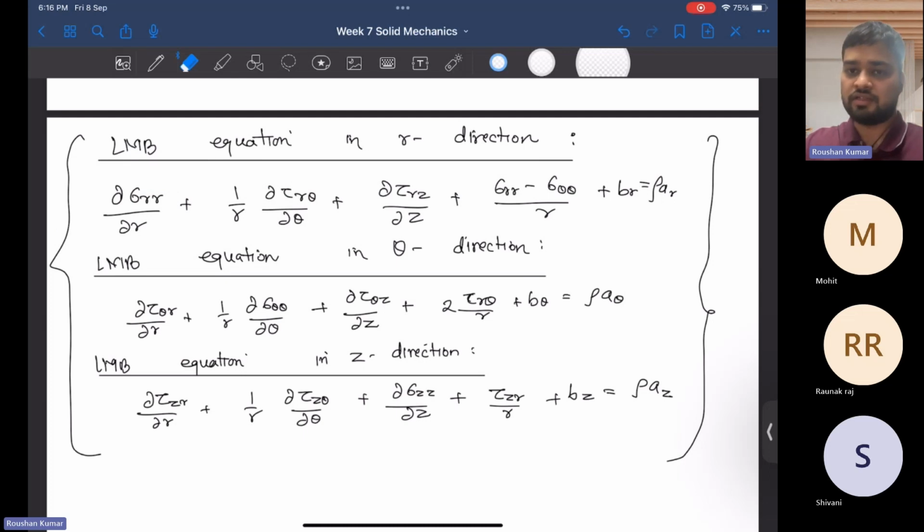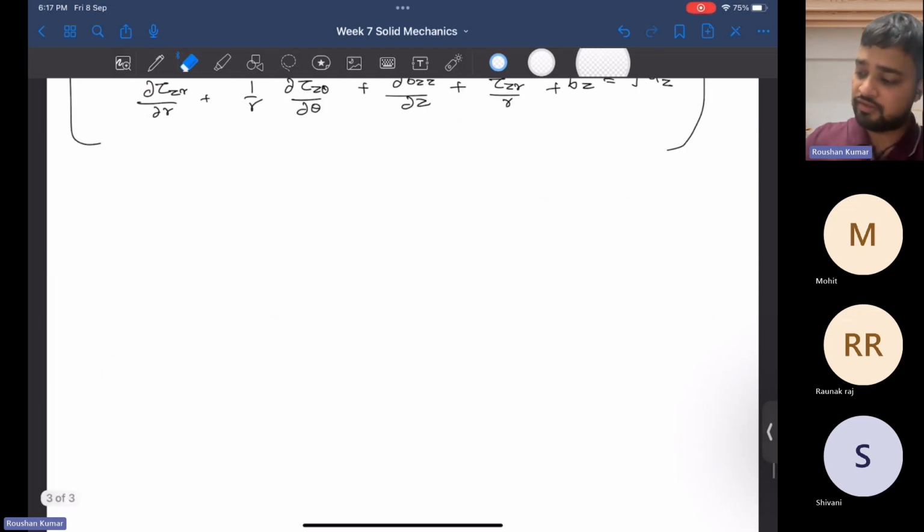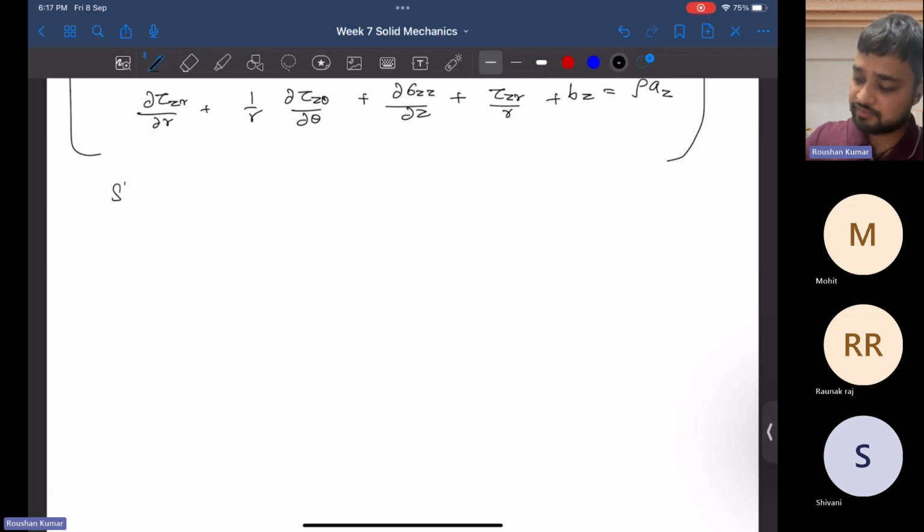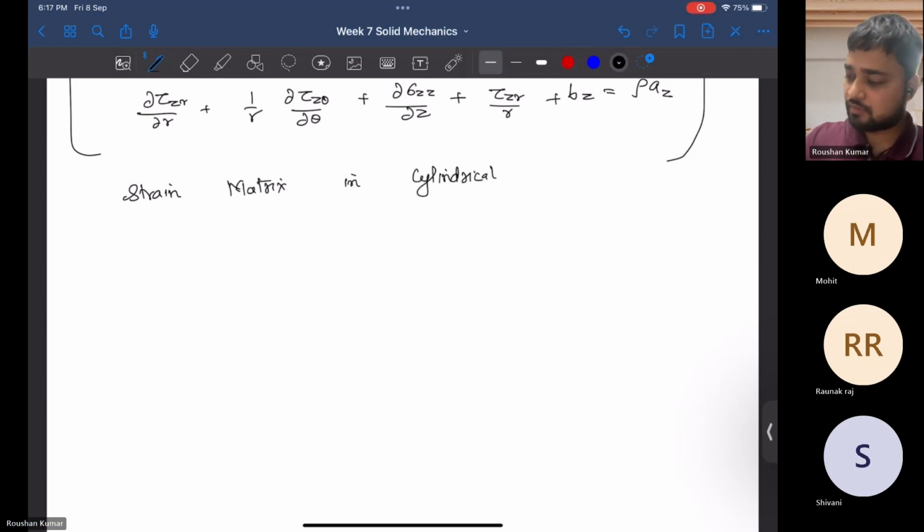The first two lectures are based on these only. The whole derivation of these three equations has been derived in the first two lectures, and the last two lectures are based on the strain matrix in cylindrical coordinate system. So I simply write here, strain matrix in cylindrical coordinate system.